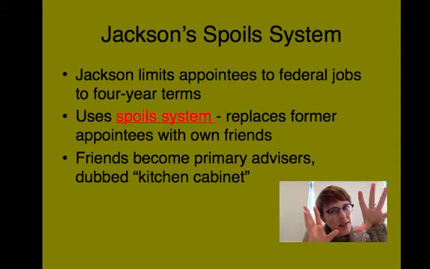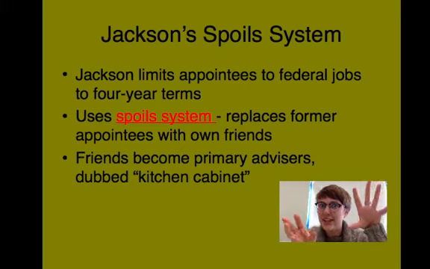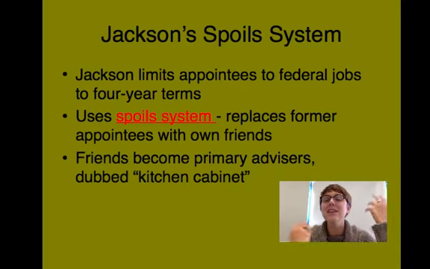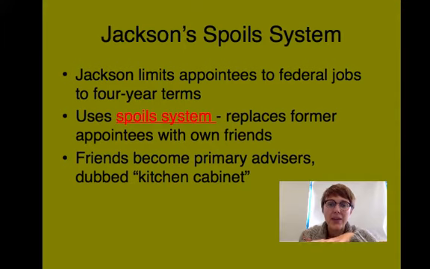There is a debate whether this was a good thing or not. He's basically filling the government with people who like him and who are his friends. This is called the spoils system. The other thing is that his primary advisors are also his friends. So if you can imagine, Jackson takes out any opposition in government and puts in people who like him.